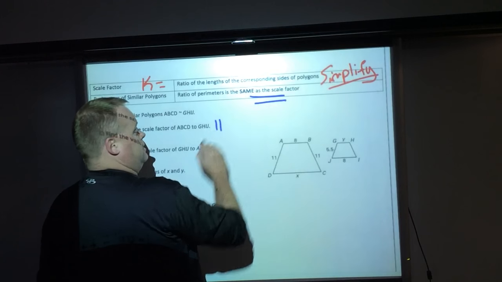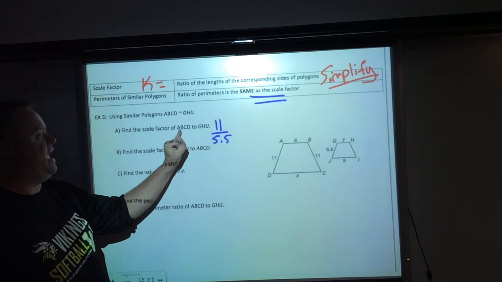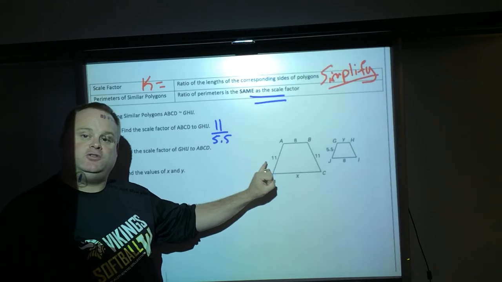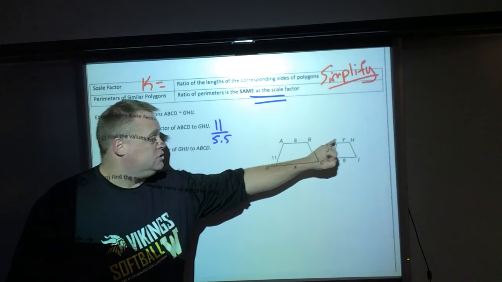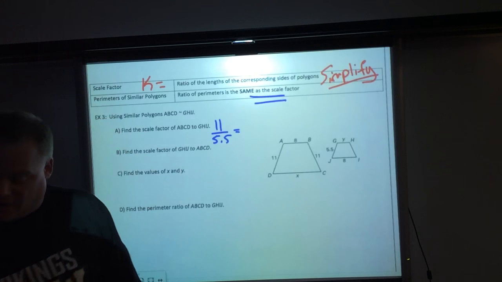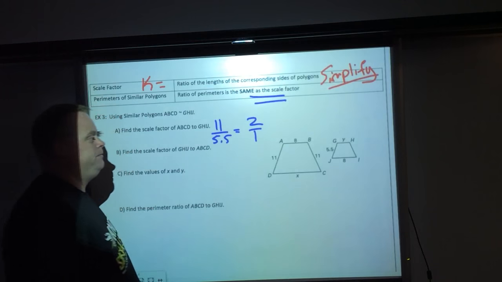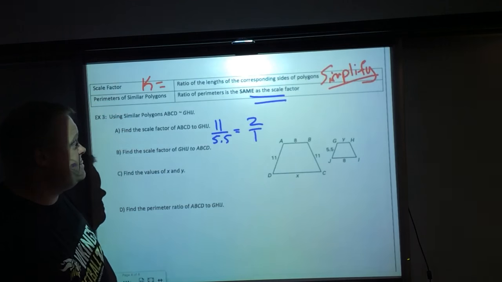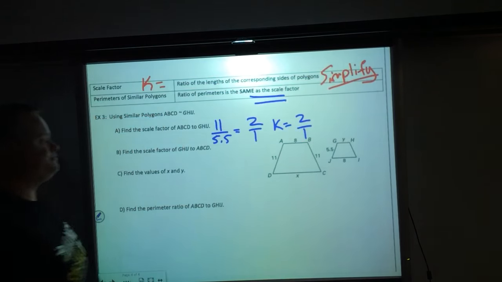So 11 to 5.5. Now, reminder that I'm going from ABCD to GHIJ. That's why I'm using 11 on top, because it corresponds with that polygon, ABCD, to GHIJ, which is on the bottom. 11 divided by 5.5 becomes 2 over 1. 5.5 is half of 11, so I get 2 over 1. That is my scale factor. k is equal to 2 over 1.